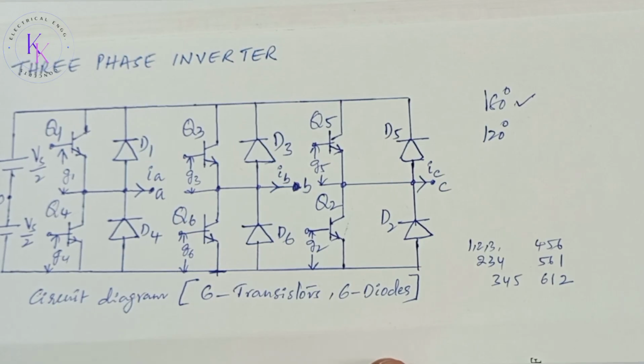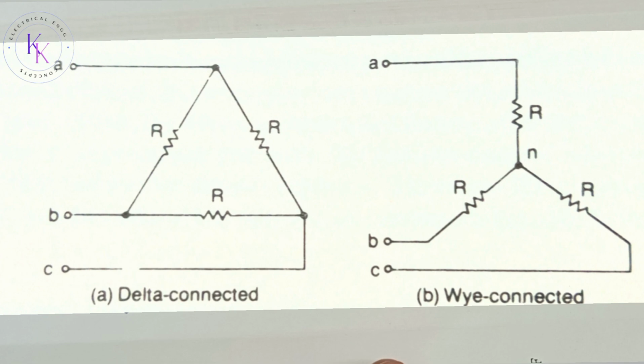The load may be connected in Y or delta as shown. For a delta connected load, the phase currents can be obtained directly from the line to line voltages. Once the phase currents are known, the line currents can be determined. For a Y connected load, the line to neutral voltages must be determined to find the line or phase currents.